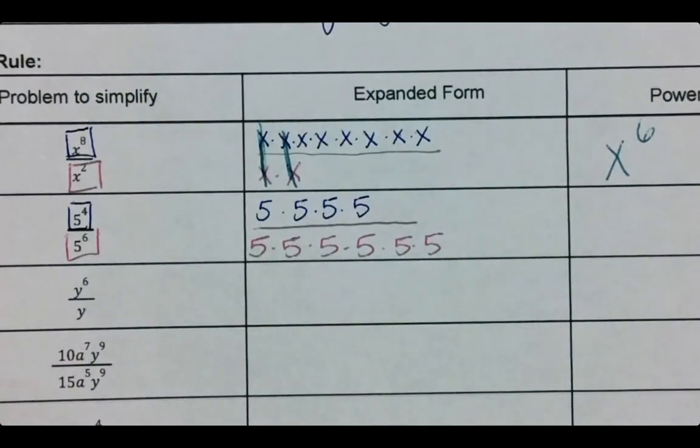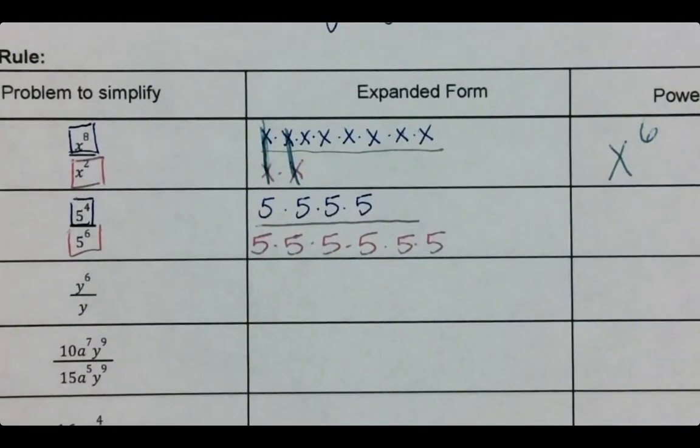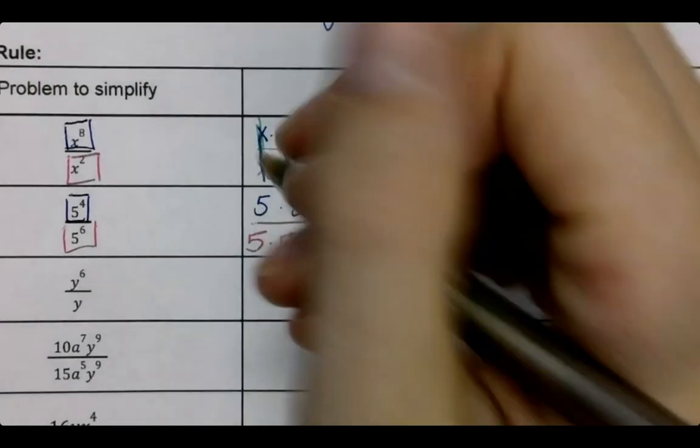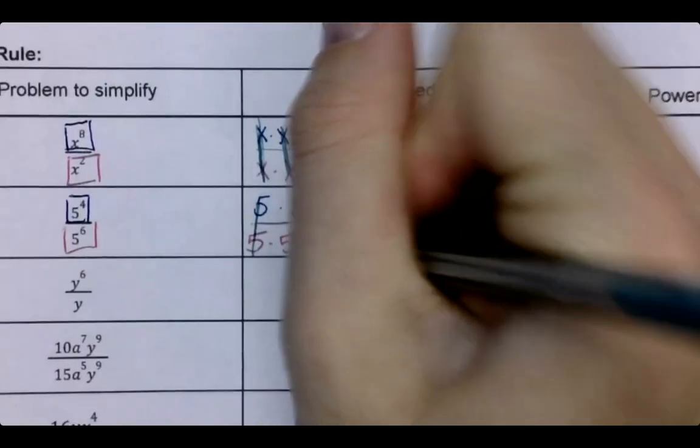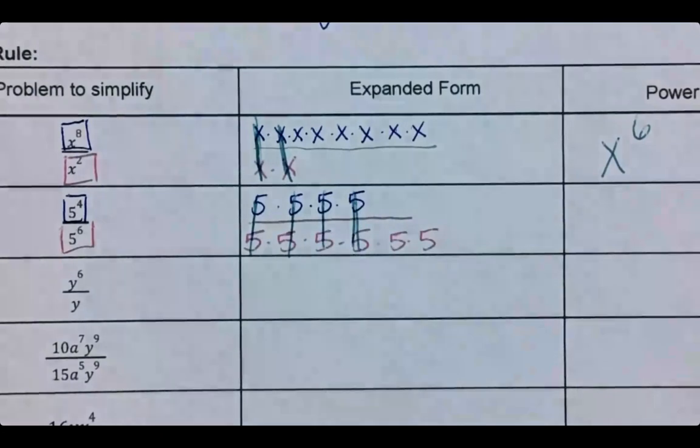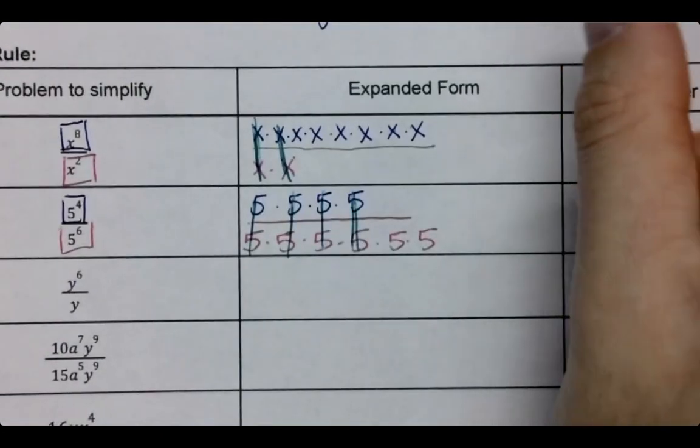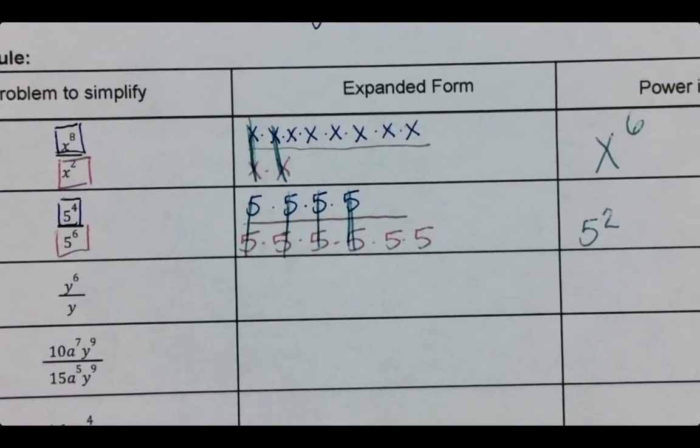I guarantee someone's going to make the mistake, and it's perfectly fine. Again, we're still learning this. But somebody's going to make the mistake of saying, well, we canceled that out, we canceled that out, we canceled that out, we canceled that out. So it's 5 to the 2nd power, Mrs. Sherman. And you are not completely wrong. But look at where those 2 5s are left and notice how it's in the bottom, not on the top, right? 5 squared is 25.